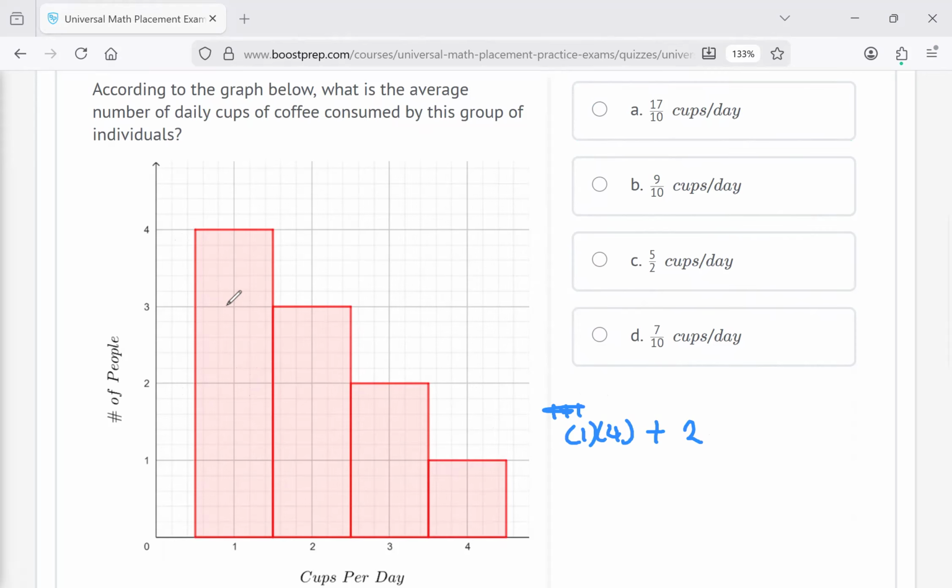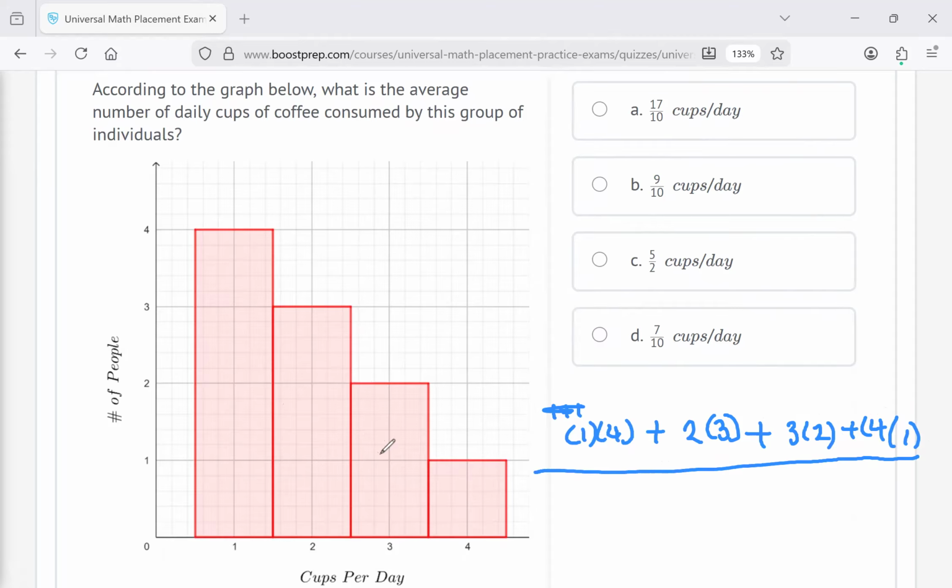And then how many people are there for 2 cups? There's 2 of 3, so 2 times 3. And then what about how many people are there for 3 cups? There's two of them, right? 3 times 2. And then how many cups are there for 4? So 4 times 1. And then you divide it by the total amount of people.